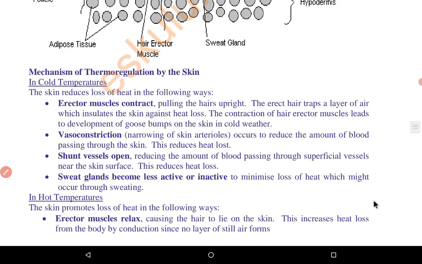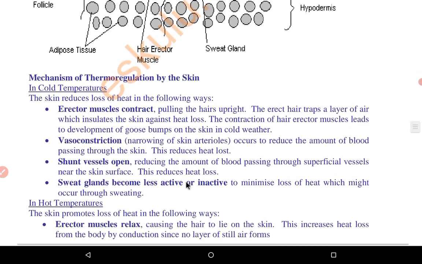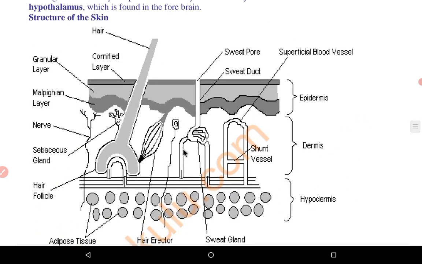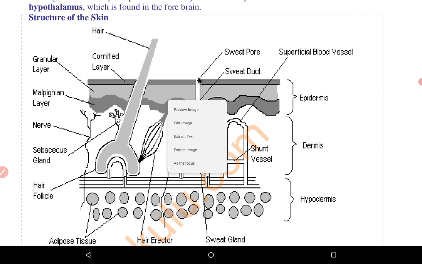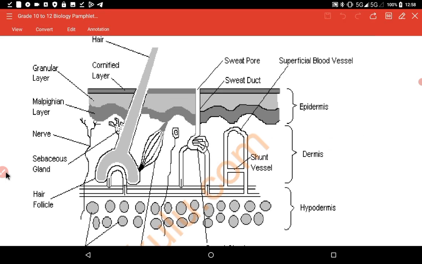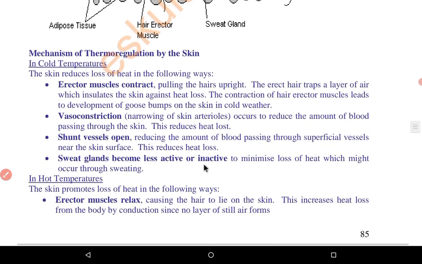And then the sweat glands become less active. Which are the sweat glands? This is where sweat comes out of the skin. So when it's cold, you don't sweat very much. You only sweat when it's hot. This is because when it's cold, these sweat glands close, so sweat is not lost. So the sweat glands become less active to minimize loss of heat, which can occur through sweating.